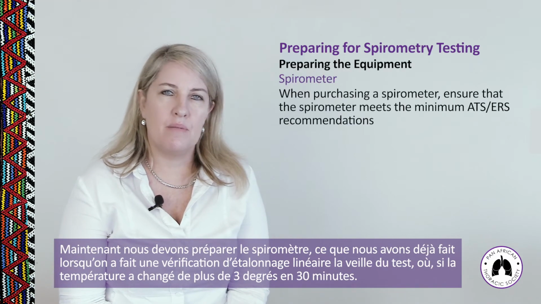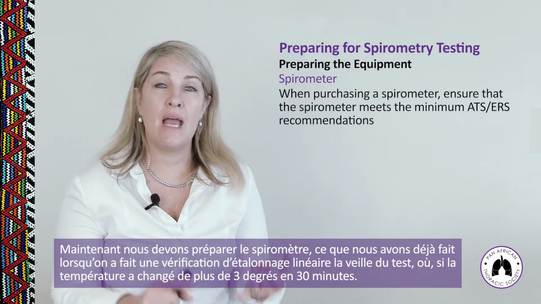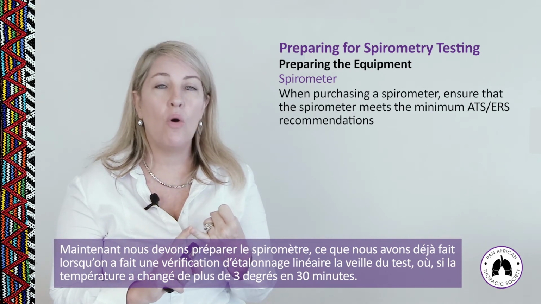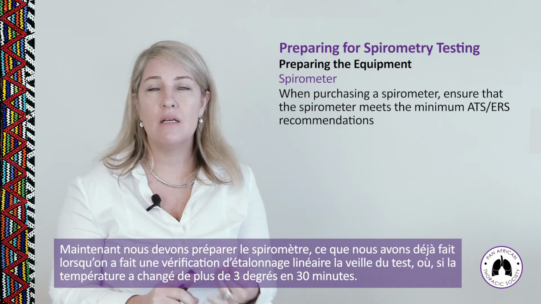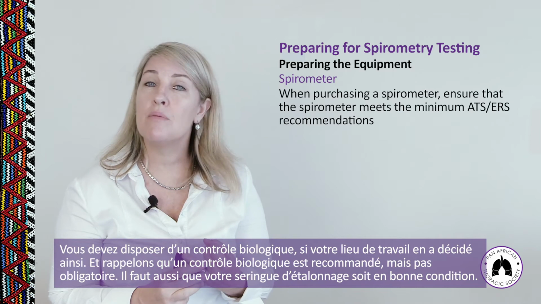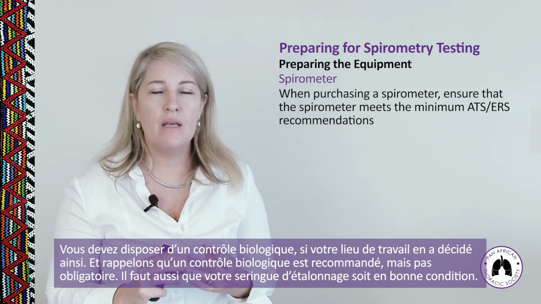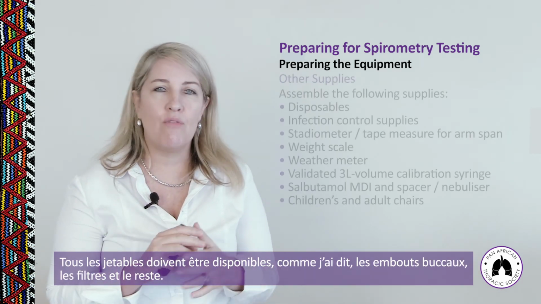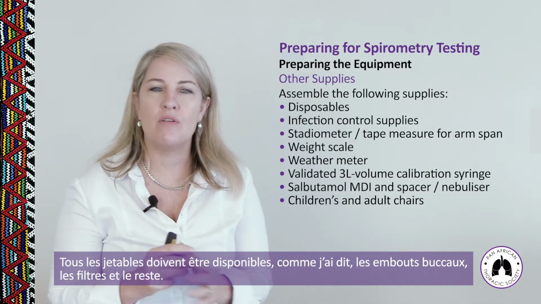Now we need to prepare the spirometer. So remember that in terms of preparing the spirometer, we've already done that when we did a linearity calibration check on the day before testing, or if the temperature has changed by more than 3 degrees in 30 minutes. You need to have biological control if your workplace has decided to do that. Remember that biological control is recommended, but it's not mandatory. Additionally, your calibration syringe should be in good working order. You should have all your disposables available. So as I said, your mouthpieces, filters, all of those things.